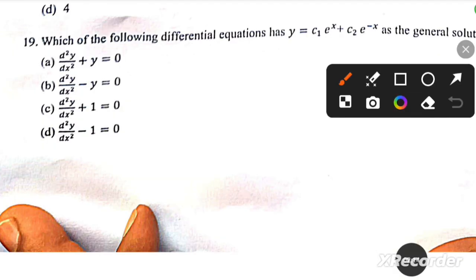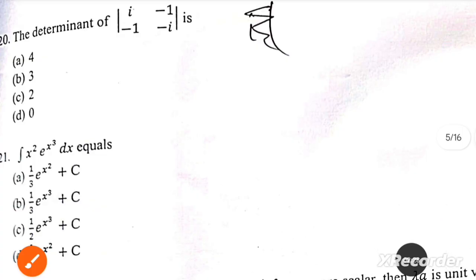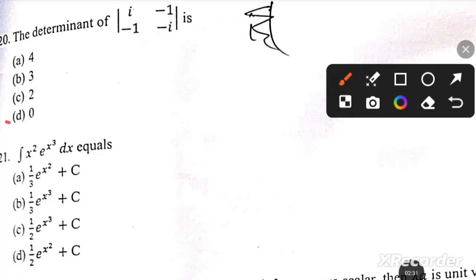Which of the following differential equations has y is equal to c1 e raised to the power x plus c2 e raised to the power minus x as the general solution? d square y by dx square minus y is equal to 0. The determinant of the given matrix is 0.